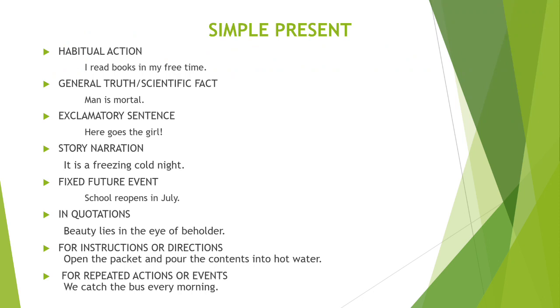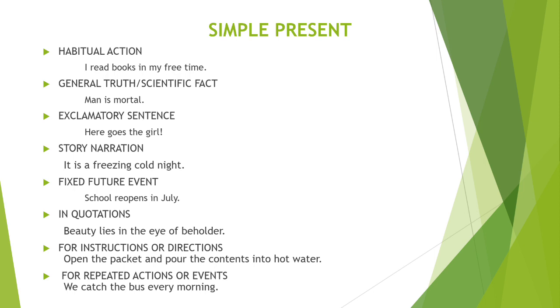Now also we use this tense when we are talking about general truth, like something that is truth, not for just today, not for tomorrow. That's a general truth which lives forever. Like the sentence man is mortal. So this is a general truth. Also we use simple present tense when we are talking about scientific facts.